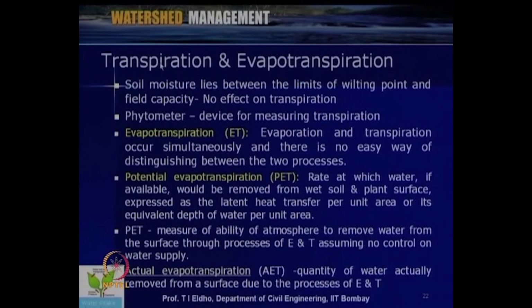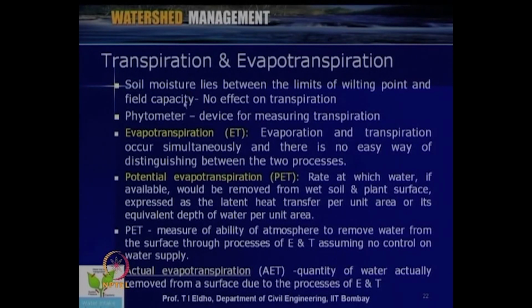Now, most of the time it is very difficult to separate transpiration and evaporation. That is why we use a term called evapotranspiration. Soil moisture lies between the limits of wilting point and field capacity, so that there is no effect on transpiration. As far as transpiration is concerned, there is a certain equipment called a phytometer, which we can use to measure the transpiration for a given plant.